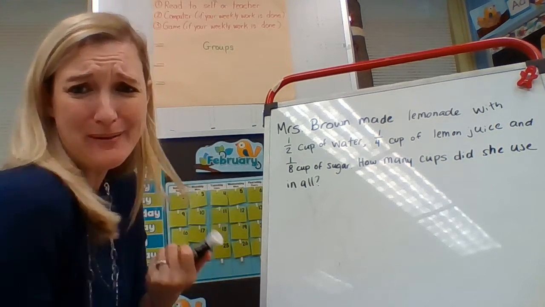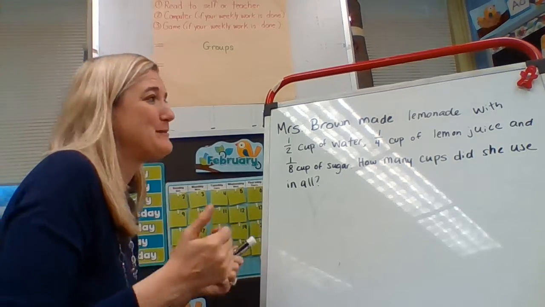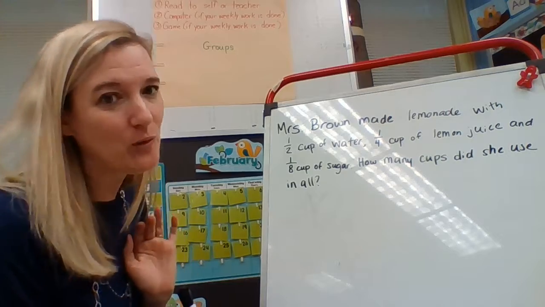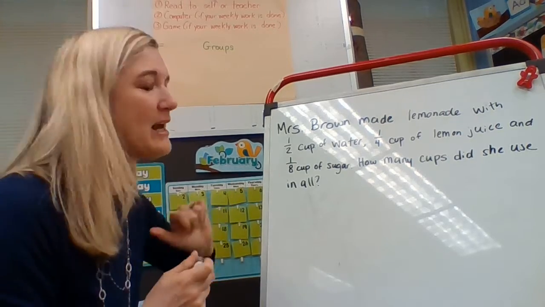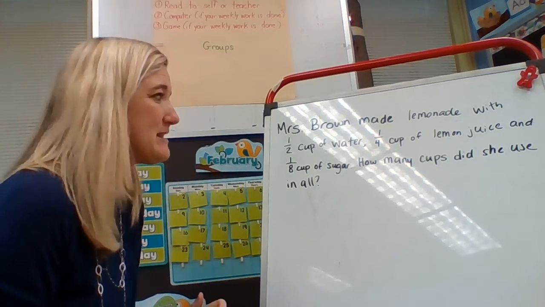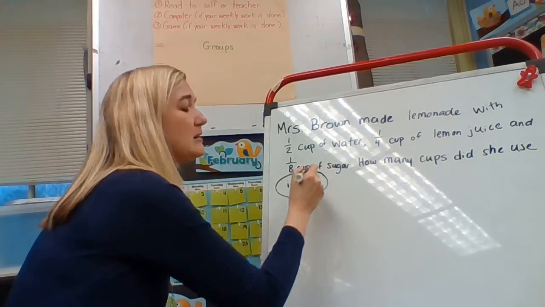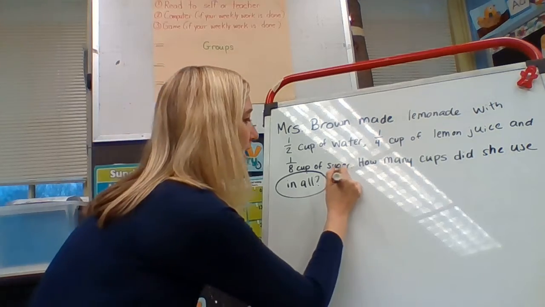So, Mrs. Brown, I'm making some lemonade. I'm going to have a half a cup of water, 1/4 cup of lemon juice, and 1/8 cup of sugar. Ooh, it's going to be sweet. How many cups did she use in all? We're going to be adding.